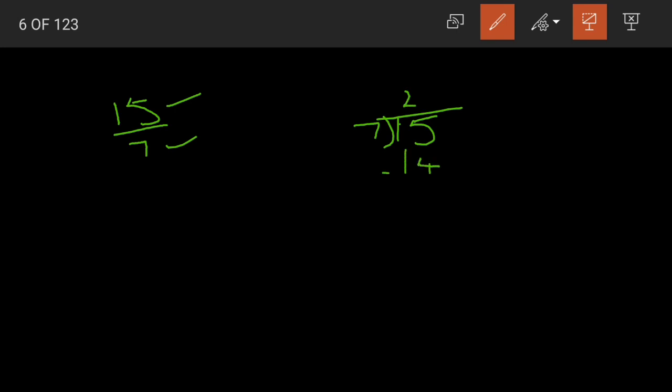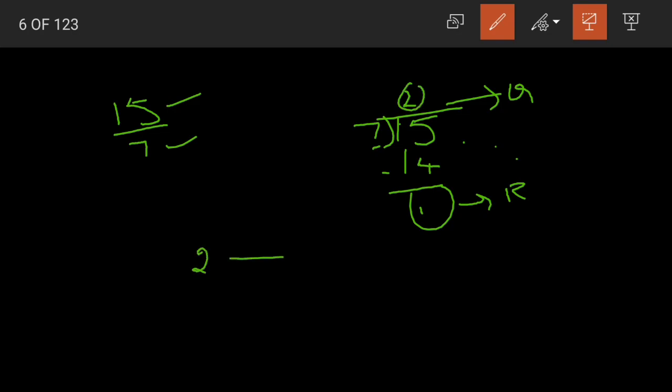7 2s are 14 and the remainder will be 0. Okay, we have divided the numerator by our denominator. We got 2 as our quotient, 1 as our remainder, and 7 is our divisor. Now how will we write it as a mixed number? Quotient will be the whole number.